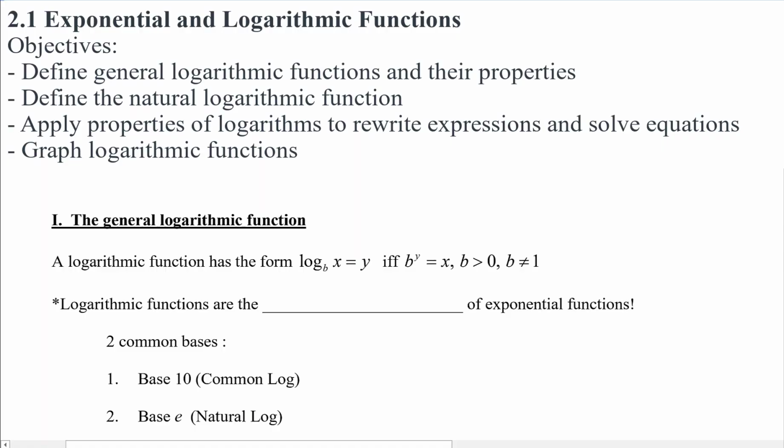Section 2.1 Exponential and Logarithmic Functions. Objectives. Define general logarithmic functions and their properties. Define the natural logarithmic function. Apply properties of logarithms to rewrite expressions and solve equations. And graph logarithmic functions.